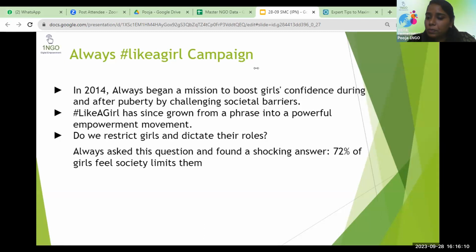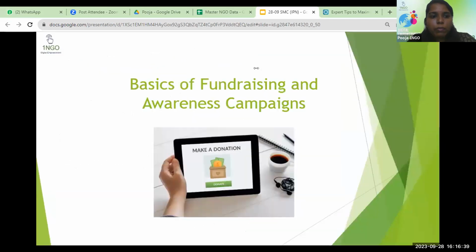That is the power of hashtags and of social media platforms that can reach out to an audience. So right now I have told you what a social media campaign is, what social media platforms are, and how a social media campaign is different from social media content management. I have also given you some examples of social media campaigns. Next, let us jump into the basics of fundraising and awareness campaigns.